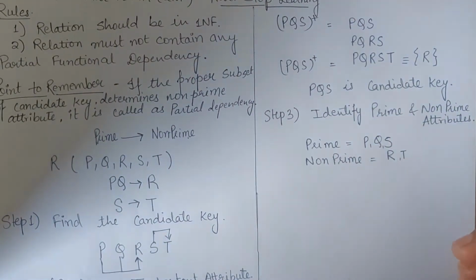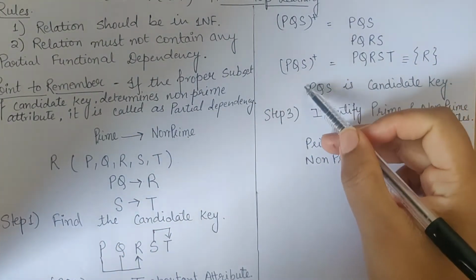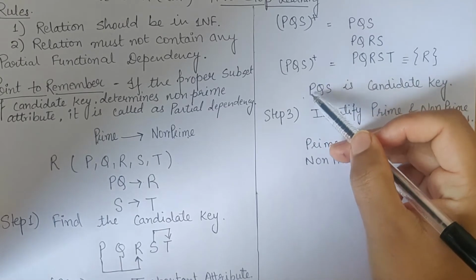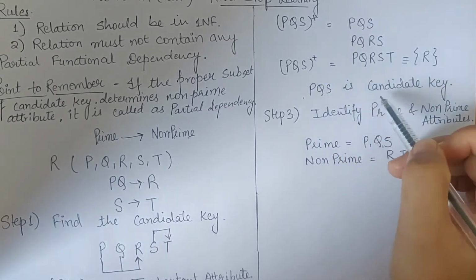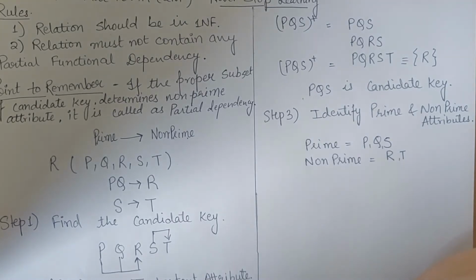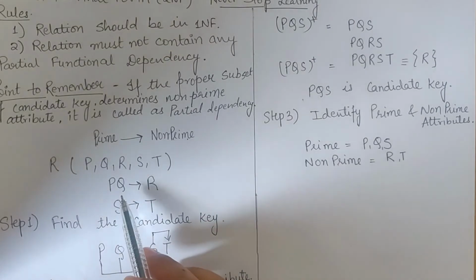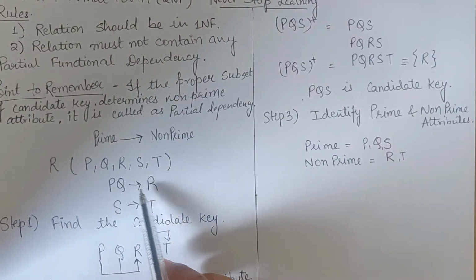Now here if you can check, what is a partial functional dependency? If any proper subset of my candidate key determines a non-prime attribute, then that will be a partial functional dependency. So here let's see the dependencies. PQ determines R.